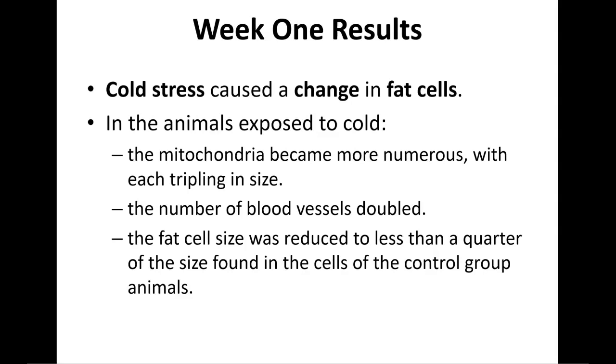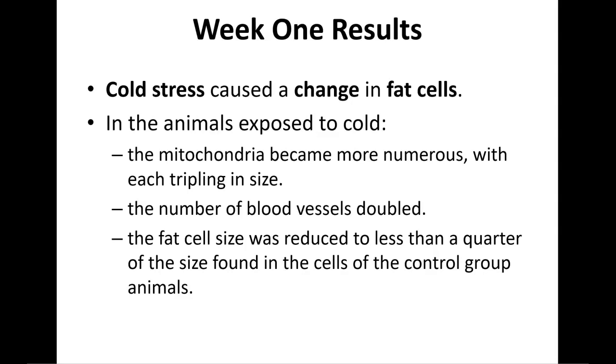So in the animal cells exposed to cold, the mitochondria become more numerous because they're going to have to burn a lot of energy in order to keep the body going when it's extremely cold. So each is going to triple in size because we need more energy. The more energy burned, the more heat released, keeping that animal warm.